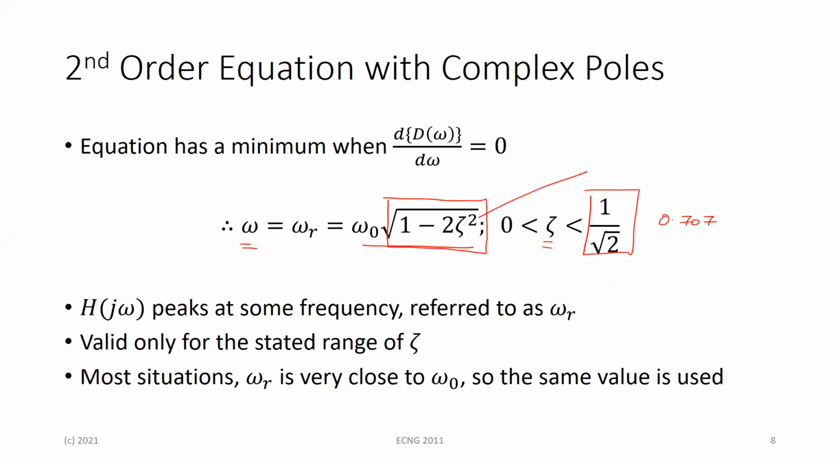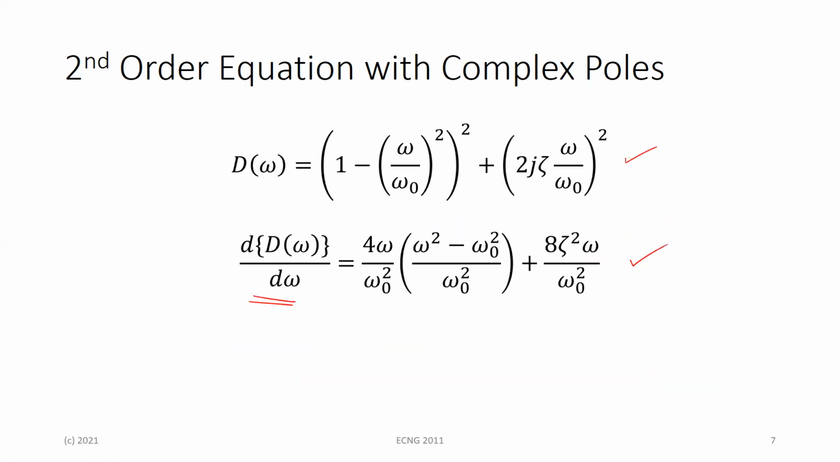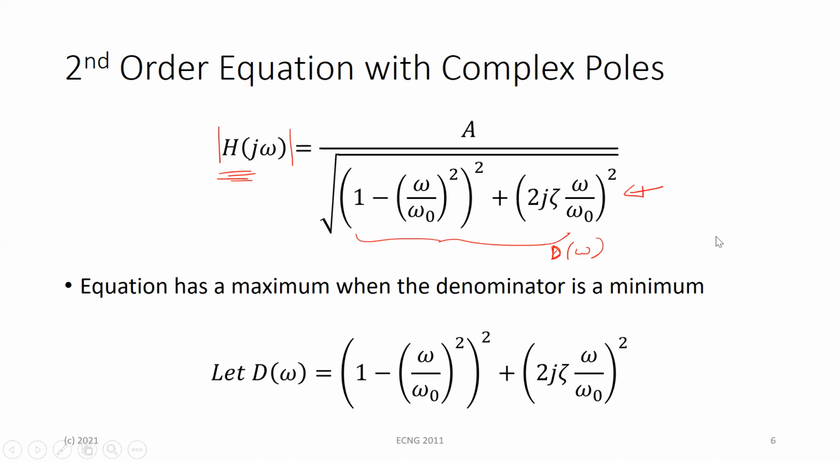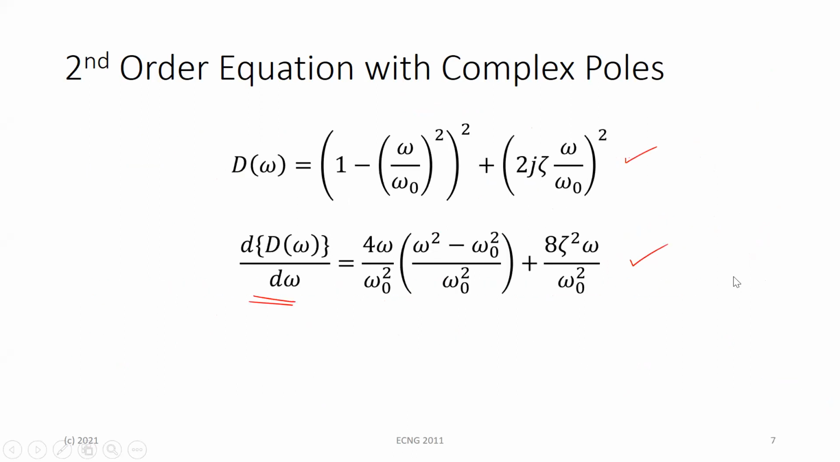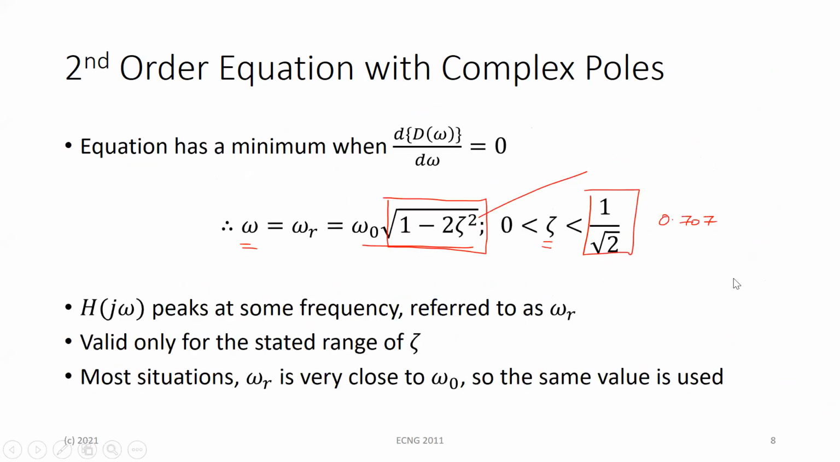Fair enough? You're following the derivation, right? There's not a big set of stuff. I've given you how to find the maximum. The maximum is when the denominator is minimum. How do you find when the denominator is minimum? Take the derivative of the denominator, set it equal to 0 and solve.